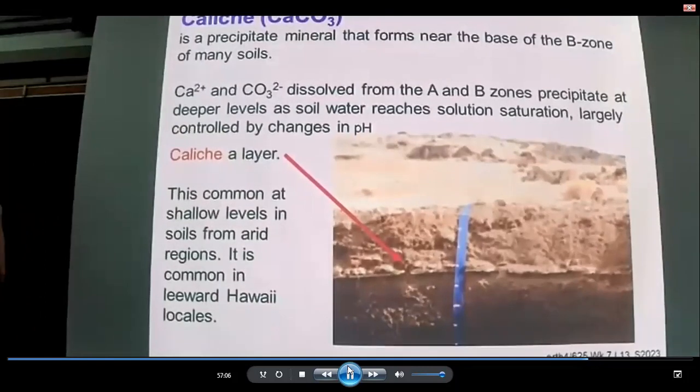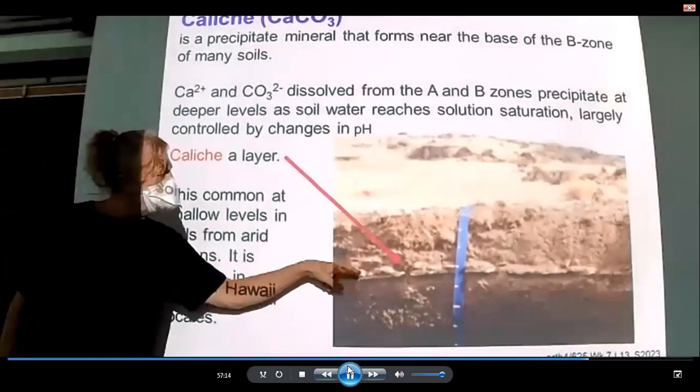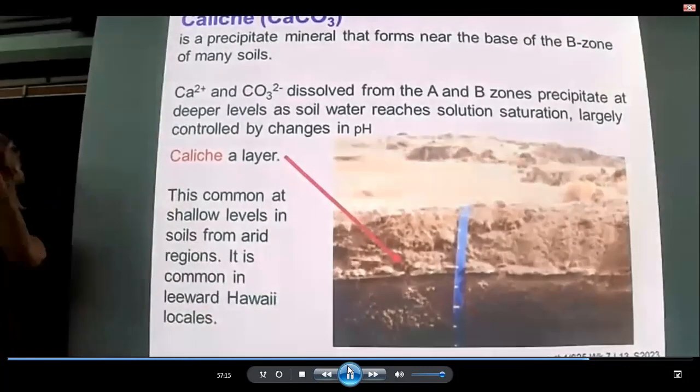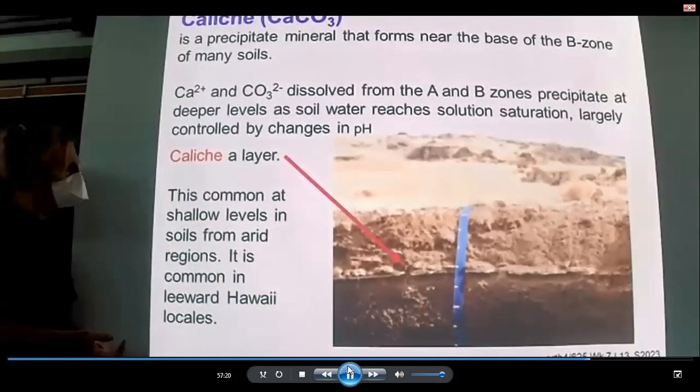Whereas if you go to the windward areas like windward Ko'olau, where there are very thick soil horizons exposed in road cuts along the Pali Highway, for instance, you won't find caliche layers. They're often very, very deep down in the soil.